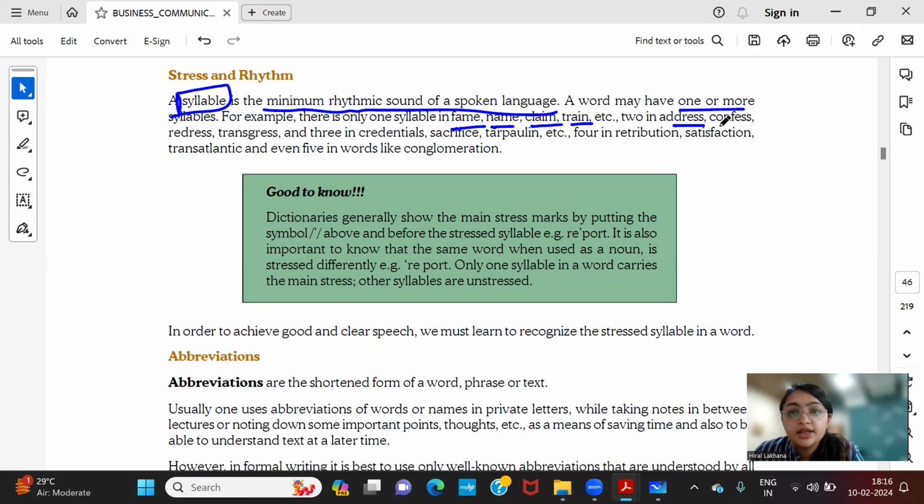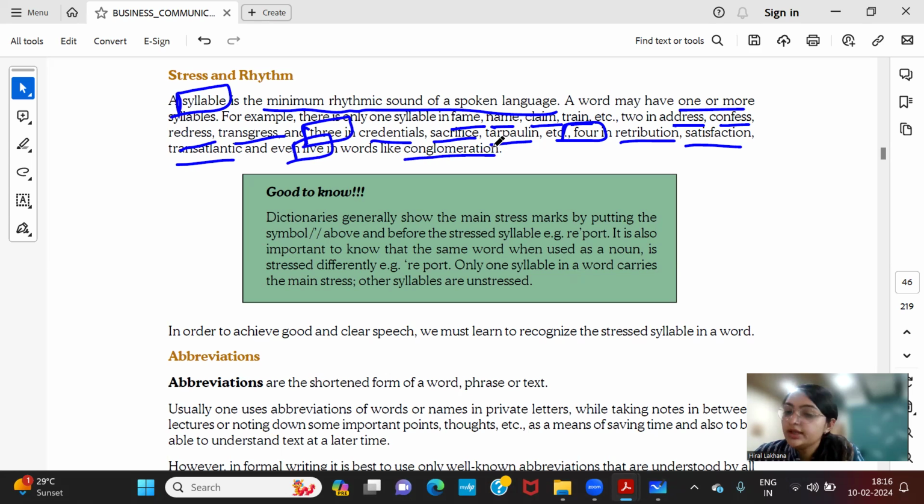And then there are words like address, confess, redress, transgress, wherein there are two syllables. Then we have three syllables in all of these words: credentials, sacrifice, tarpaulin. Then there are four syllables in retribution, satisfaction, transatlantic. And there are words with even five syllables, wherein we are saying conglomeration.